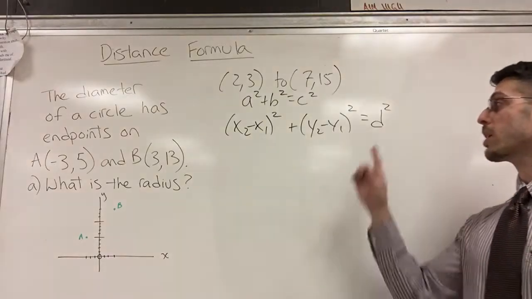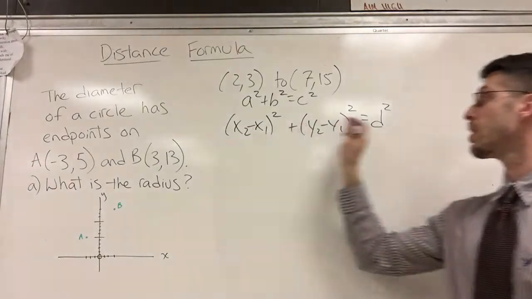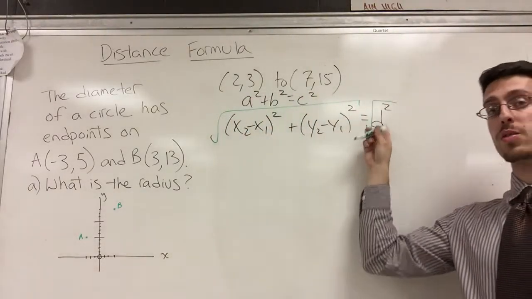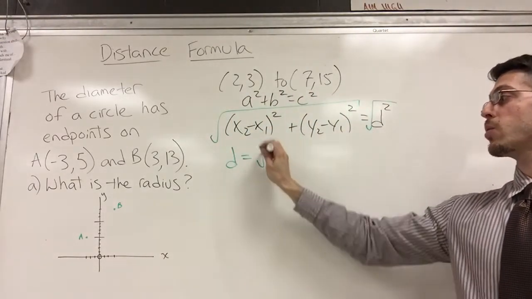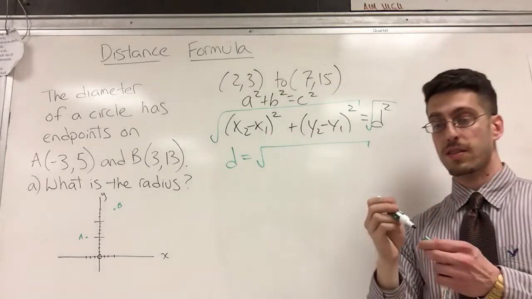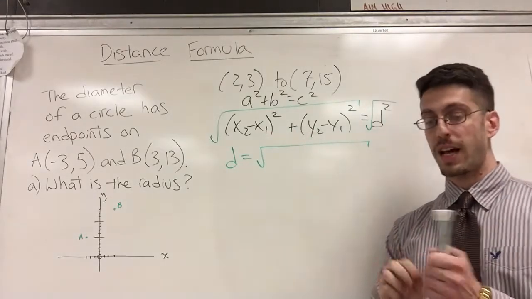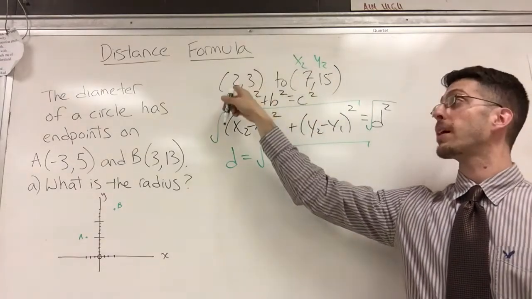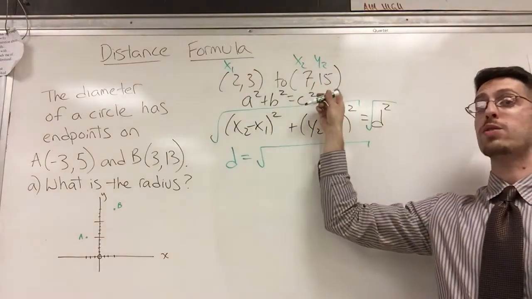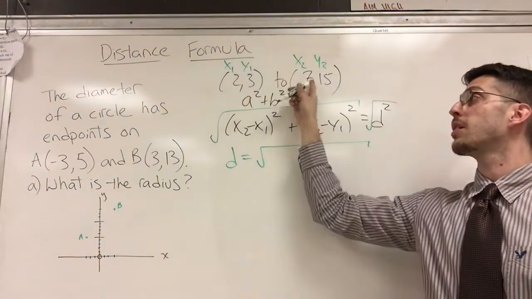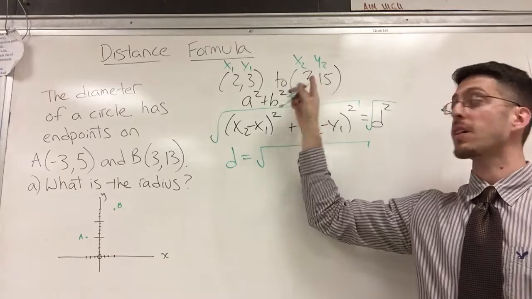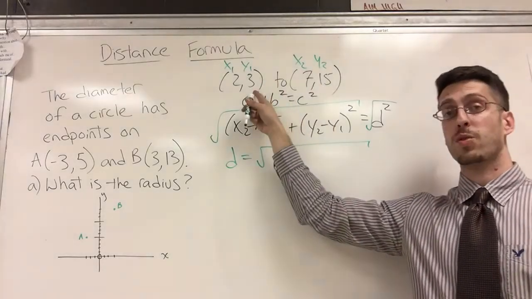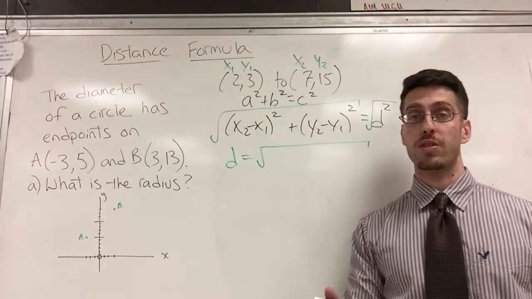So if I want to get d alone, watch this. Take the square root of both sides, just like we did earlier. The square root of d squared is d equals the square root of whatever that is inside. It looks crazy, but it's not. It's just x2 minus x1, y2 minus y1. This minus this squared plus this minus this squared. Looks crazy, it's not. We just did it.